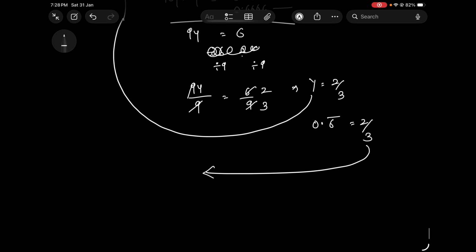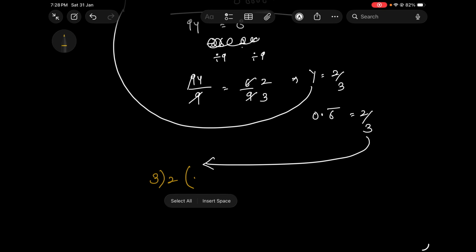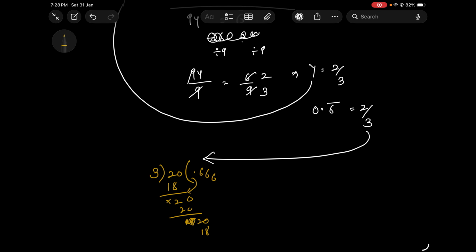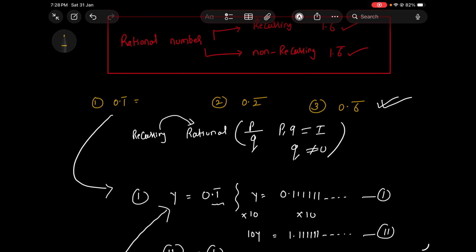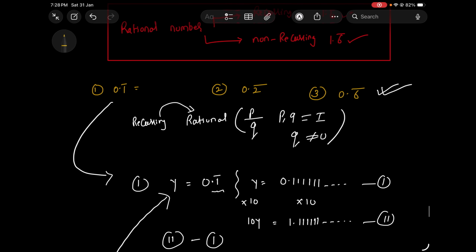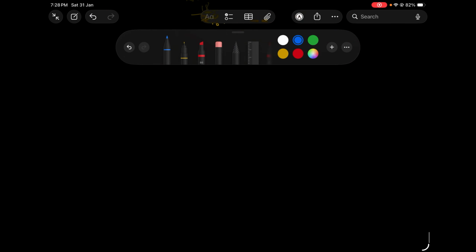Now we check, is it true or not? So it becomes 0.6 recurring. So our answer is right. So 0.1 recurring value is 1 upon 9. 0.6 recurring value is 2 upon 3. And you have to find 0.2 recurring. So comment your answer in the comment box.